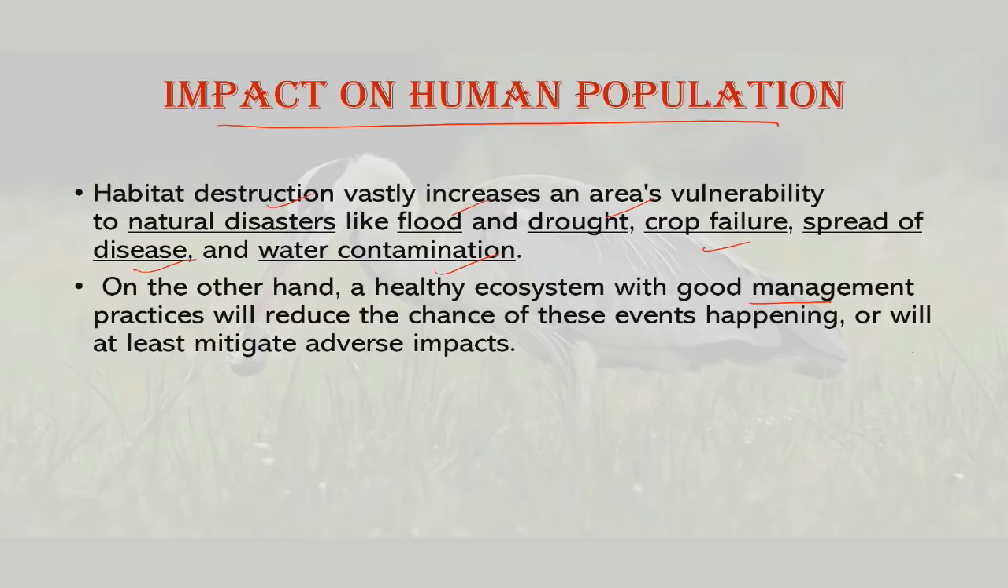A country may increase its food supply by converting forest land to row crop agriculture, but it may lose other benefits such as clean water, timber, ecotourism, or flood regulation and drought control.